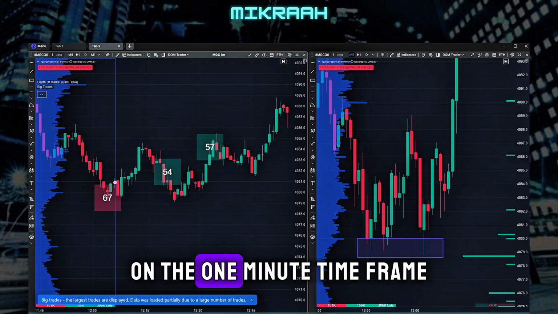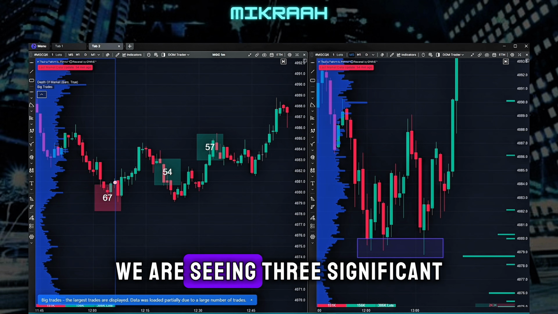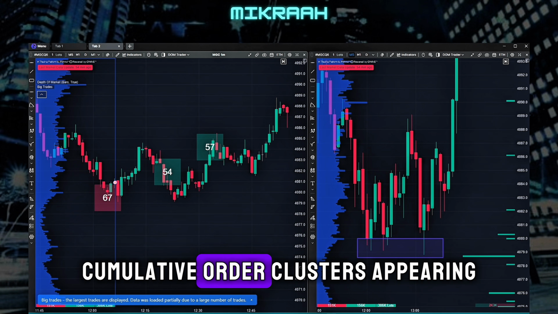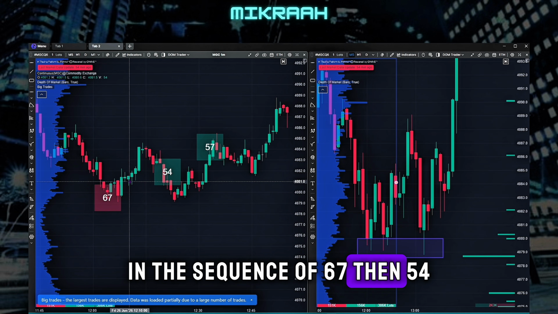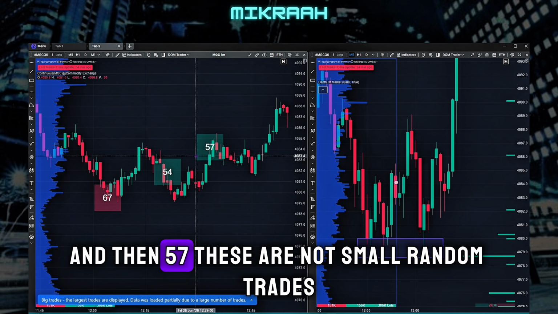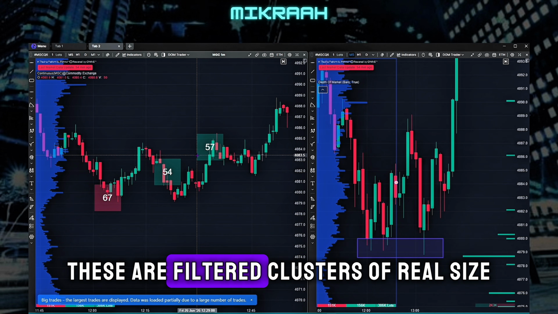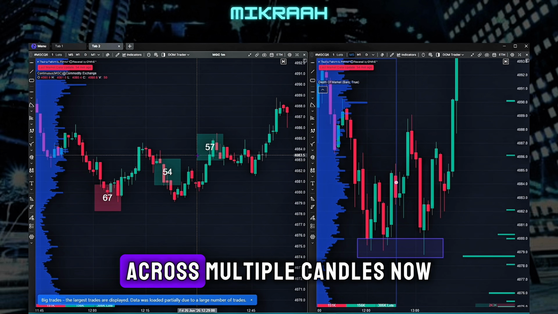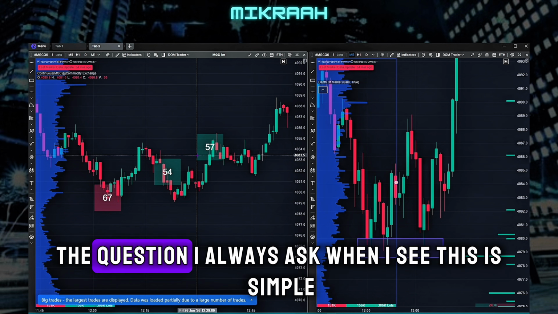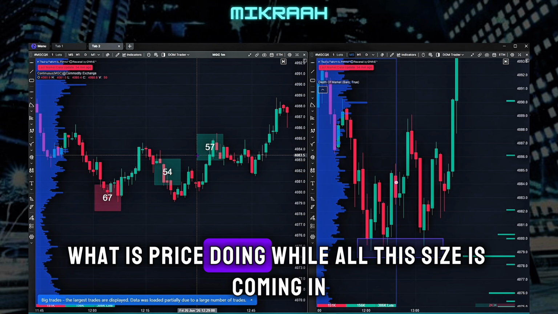Now on the left side on the 1 minute time frame, we are seeing three significant cumulative order clusters appearing in the sequence of 67, then 54, and then 57. These are not small random trades. These are filtered clusters of real size hitting the market in the same area repeatedly across multiple candles. Now the question I always ask when I see this is simple. What is price doing while all this size is coming in?